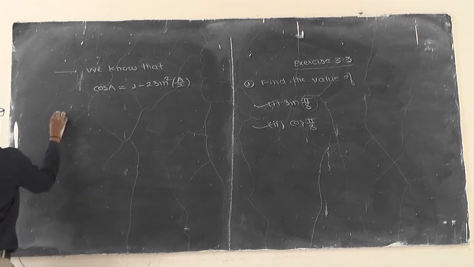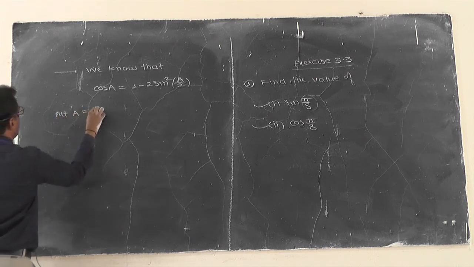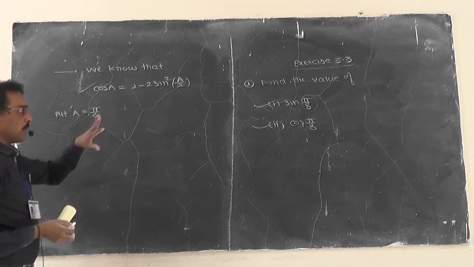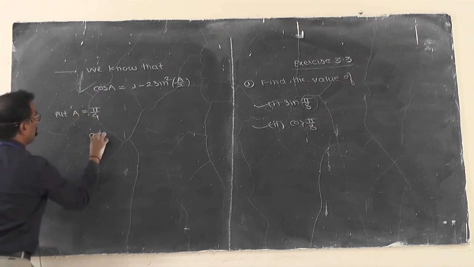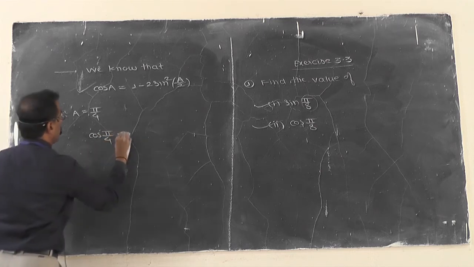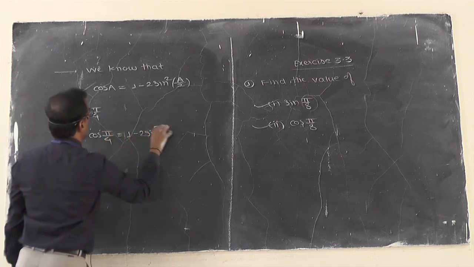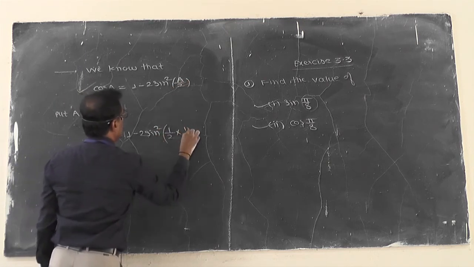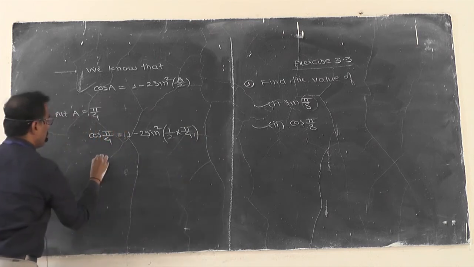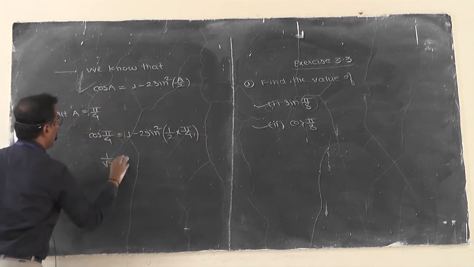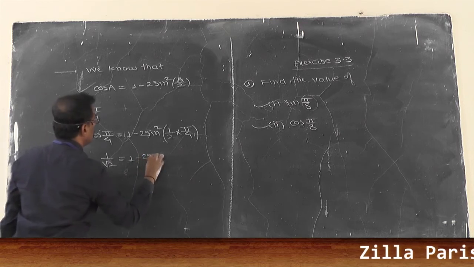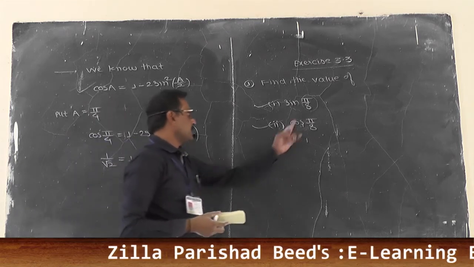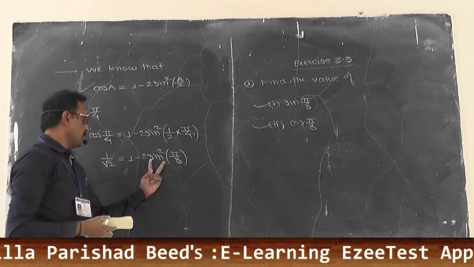In this one, if we replace or put A equal to pi by 4, how does this become? These are important for CET also. Here cos of A is replaced by pi by 4. It is 1 minus 2 sin square, this 1 by 2 is as it is, and this A is replaced by pi by 4. What is the value of cos pi by 4? 1 by root 2. It is equal to 1 minus 2 sin square pi by 8. Which value do we want? Sin pi by 8. So firstly we will find 2 sin square pi by 8.